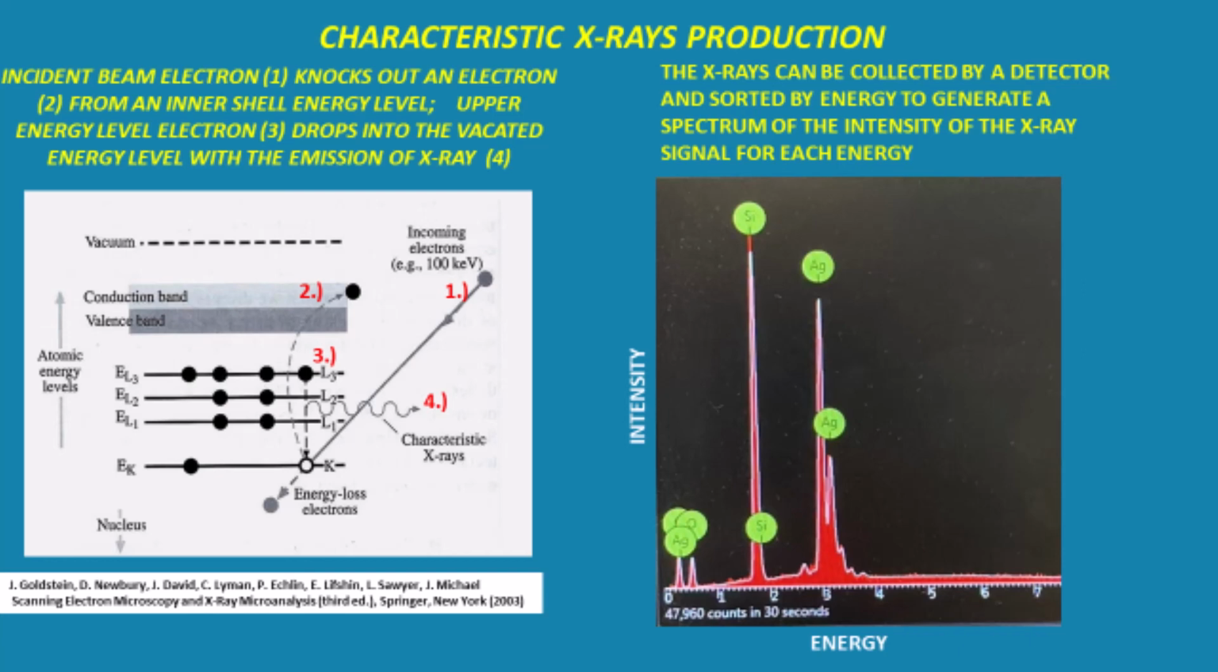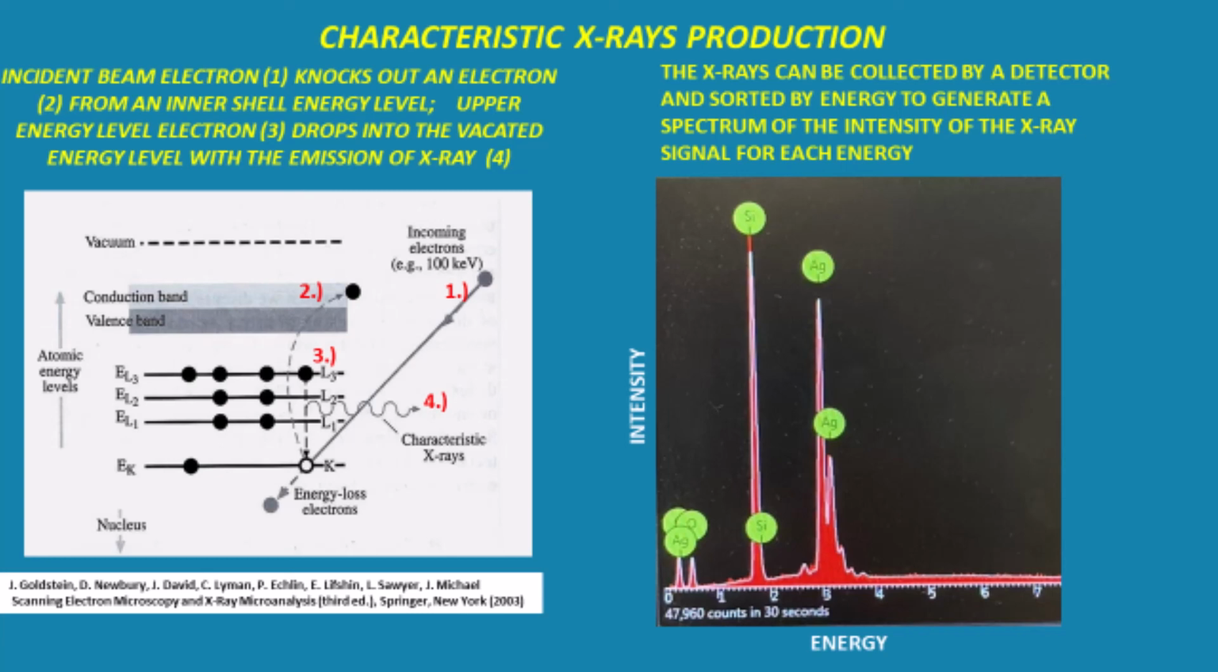This electron transition results in an X-ray photon being released with an energy equal to the difference in energies between the levels from where the upper level electron originated and the lower energy level into which it dropped. These X-rays are called characteristic X-rays because their energy is unique to the energy level differences in the element creating it. Therefore, by collecting the X-rays with an X-ray detector, sorting them by energy, and counting the signals per energy, a histogram showing the intensity of the signal as a function of energy can be displayed, as shown on the right.